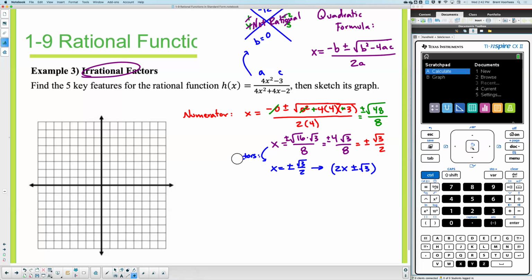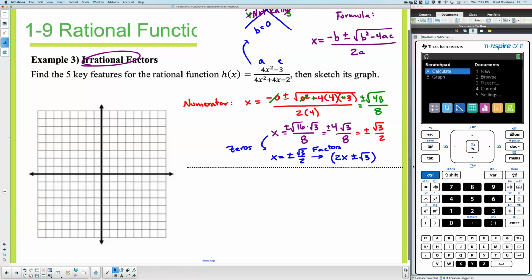Okay, these are the zeros first. Should have done it this way. These are the zeros. These are the factors. Okay, we did that whole thing. Guess what? We got to do it again. We did it for the numerator. Now when do we need to do it for? The denominator.